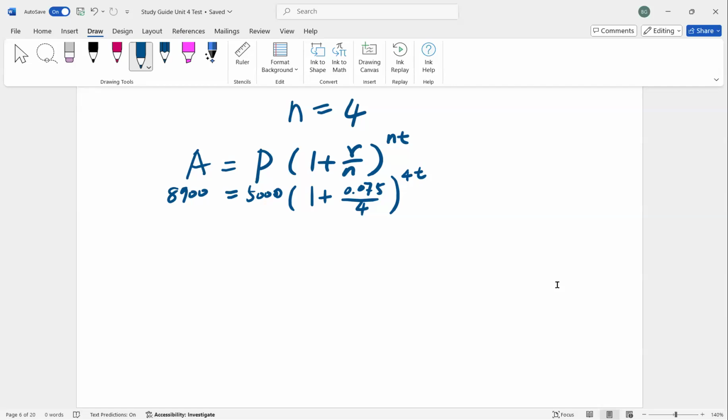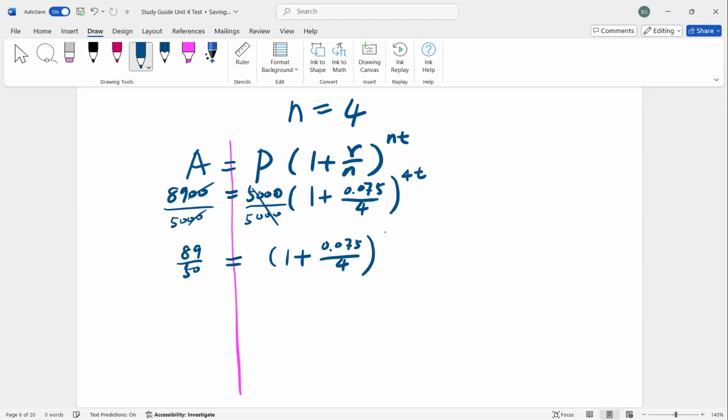Firstly, as we see on the right, we basically have two parts multiplied together. The first part is 5,000, so I'm going to divide each side by 5,000. Cancel. Then we can cancel the two zeros here. We have 89 over 50, which is kind of reduced. So 89 over 50 on the left side, and on the right side, we have 1 plus 0.075 over 4, to the power of 4t.